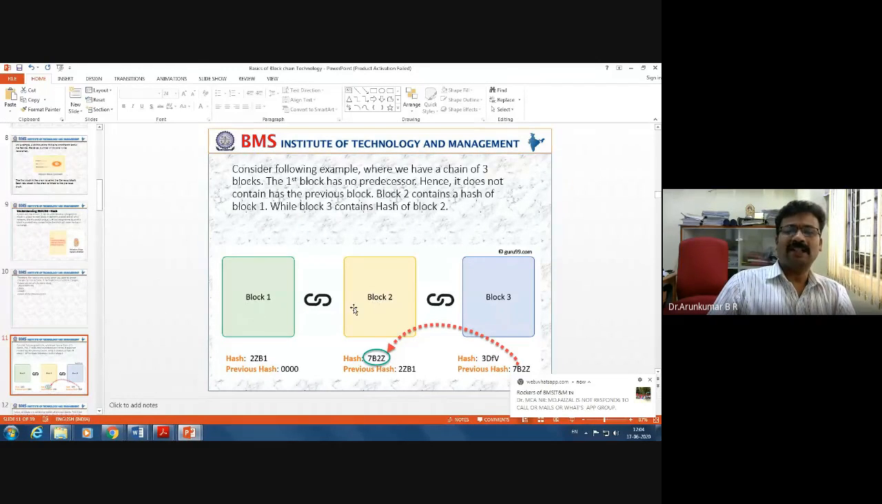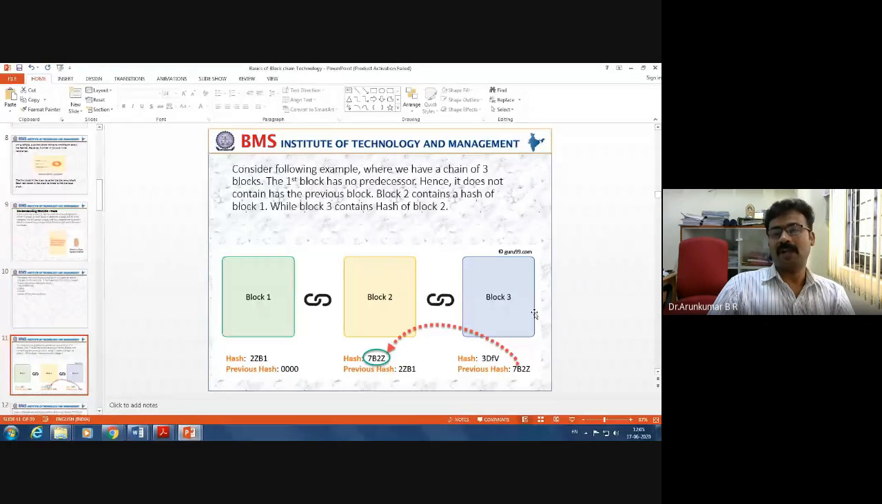Block 2 contains the hash of block 1. You can see here, the hash of block 1 is 2ZB1. So block 2 contains its own hash as well as the hash of the previous block. The hash of the previous block for block 2 is 2ZB1. Similarly, the hash of block 2 is 7B2Z, and this is the previous hash for block 3. This is how we will have the blockchain.